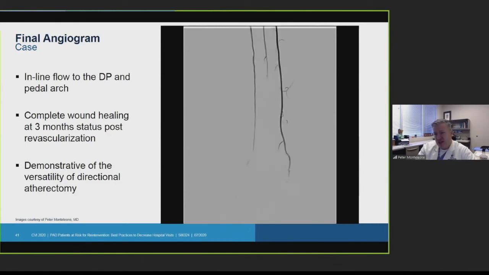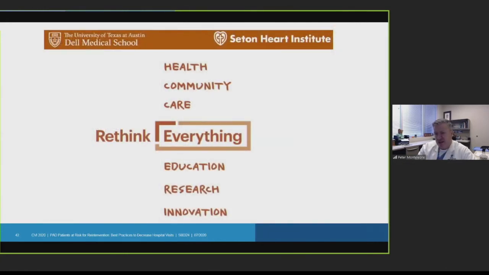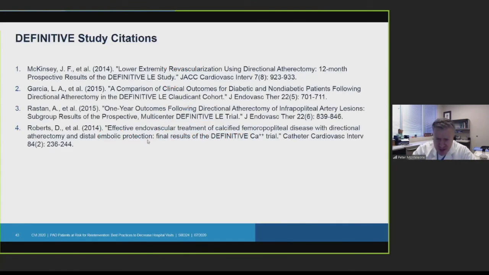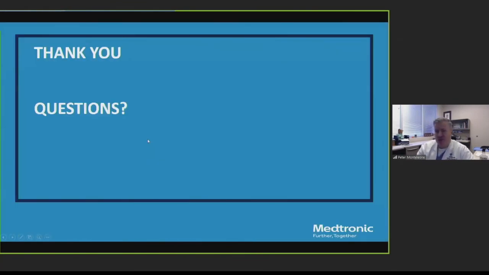And as much as anything, it truly demonstrates the versatility of directional atherectomy, a tool that we used in these 2 cases to treat a 28 millimeter 6.0 SFA, and we also used to treat bulky disease within a 3 millimeter anterior tibial. So with that, I'll stop and take questions. Thank you all so much for the time.